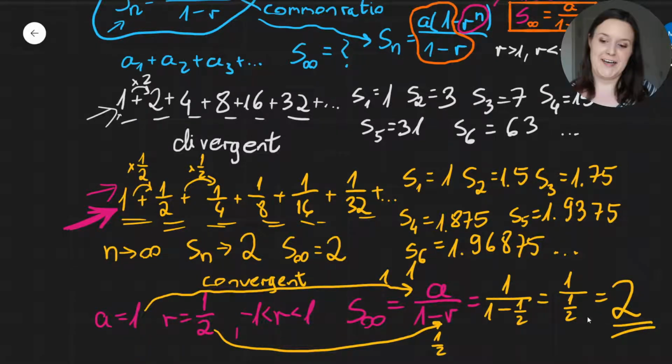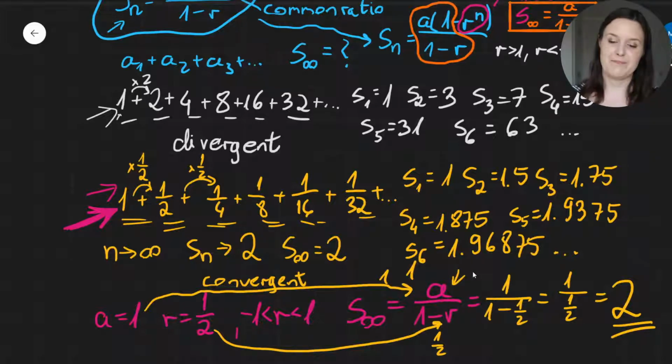Oof. Okay, but we shouldn't guess. I just wanted to show an example because I hope if you have an example you understand better. But when you actually want to find the sum to infinity, you should use the formula, not guess.